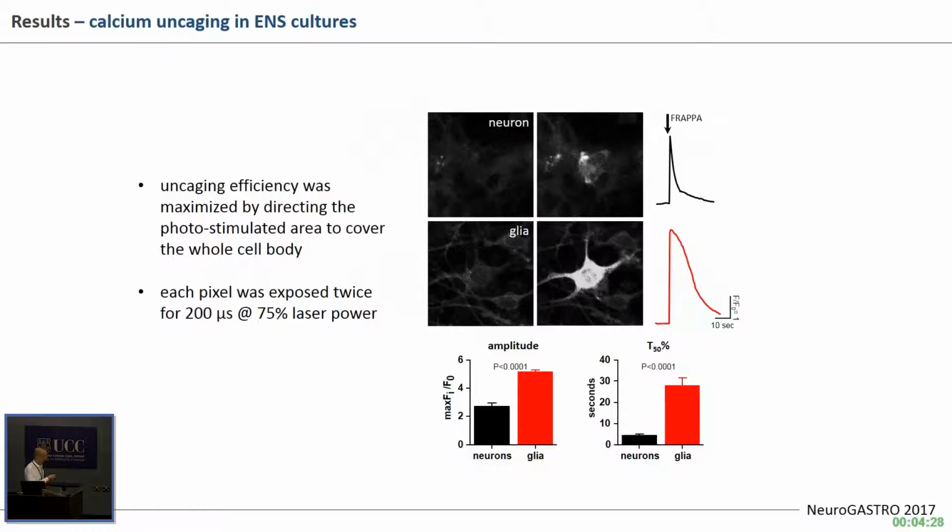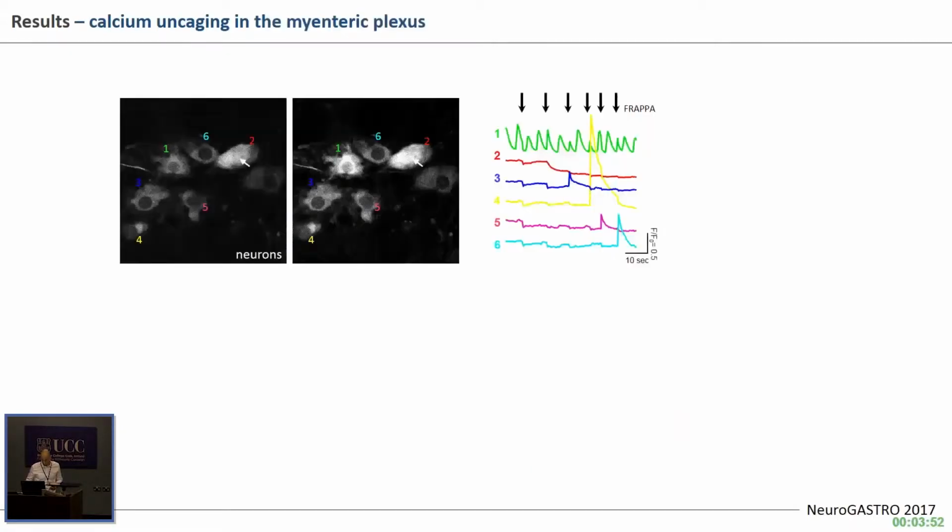We also have some neurons in culture sometimes, and if we uncage neurons, then you can see this type of transient, whereas after the FRAP a glial cell gives this. There's a difference in amplitude, and also, of course, the shape of the calcium transient is a bit different. In the rest of the experiments we try to maximize our uncaging efficiency by covering the whole cell body with the photostimulation region of interest. We use 75% of laser power, and we expose every pixel within this region of interest twice for 200 microseconds.